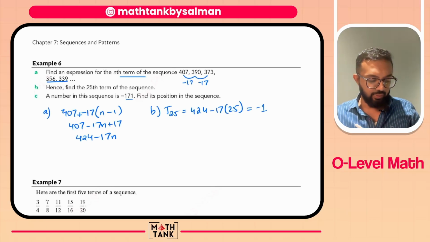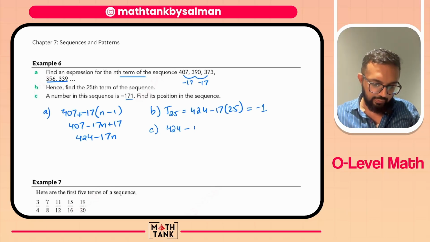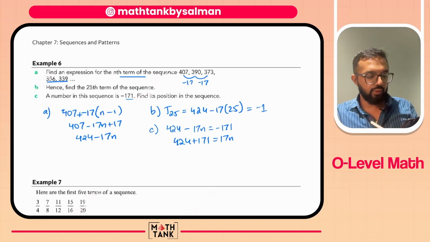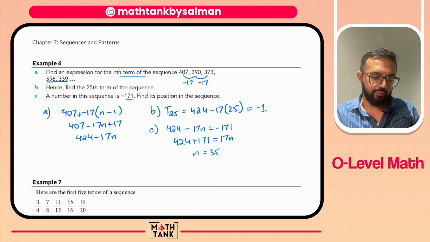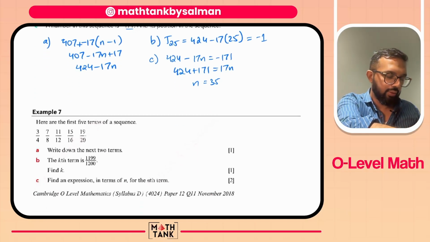Okay, a number in this sequence is minus 171. So what you can now do is use your nth term formula, and you know that this is supposed to give you terms, right? So you equate this to minus 171, and then you start solving for n. So it's 424 plus 171 divided by 17. That gives me n is 35.